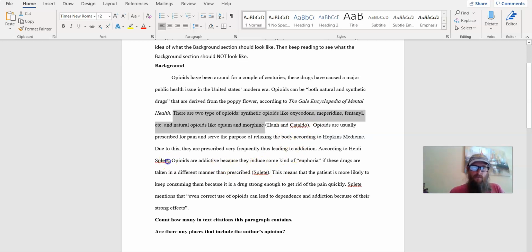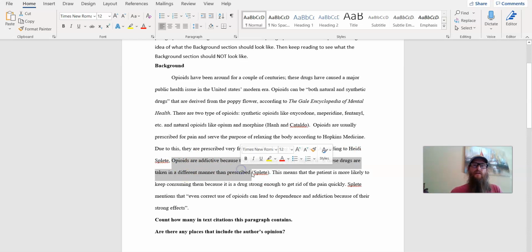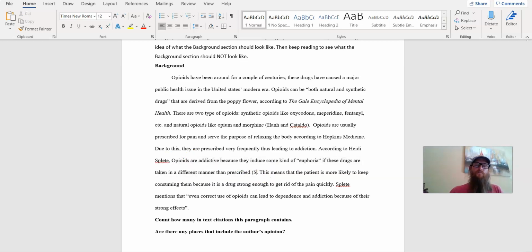Let's see. Here's another in-text citation. Why isn't this in parentheses? Well, she used a signal phrase here to let the reader know that the fact that is contained in this sentence is from the Heidi Spleet article. Now, interestingly enough, remember, sample papers are not perfect, right? And so this is an error, right? Because you don't need the parenthetical citation if you have already included the last name of the source in the same sentence as the fact. So we can help her with this, right? We'll just go ahead and do that.